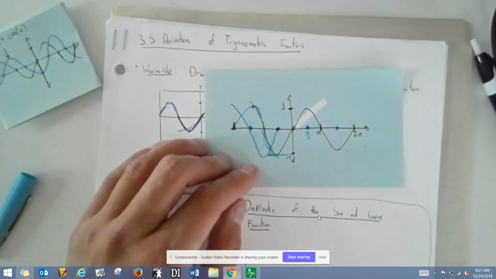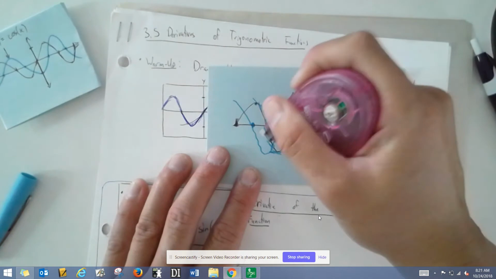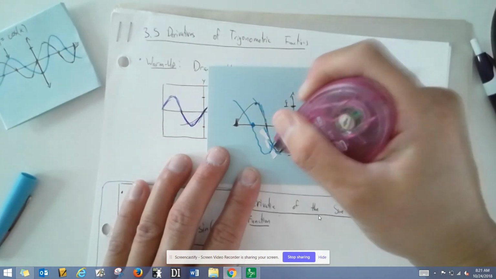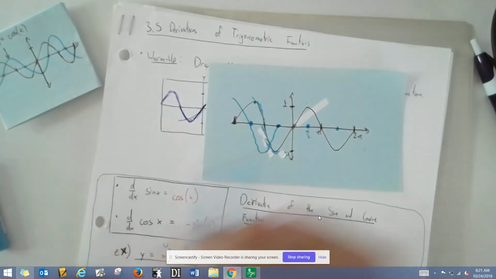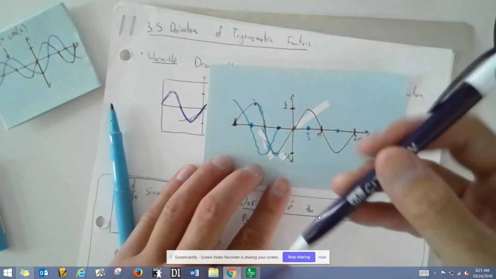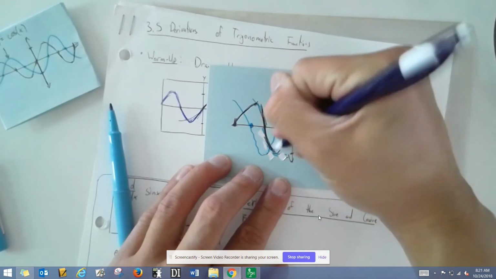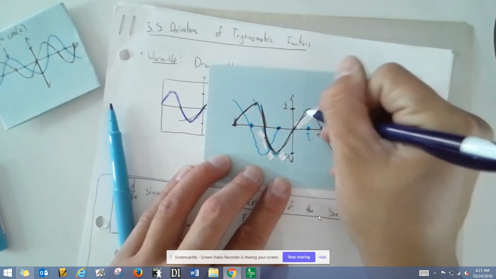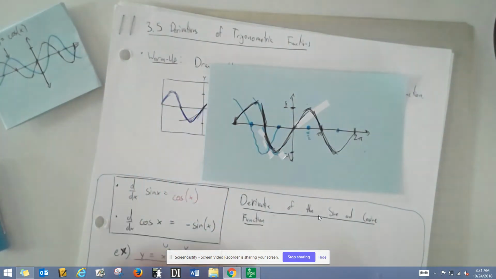Again, I know it's kind of hard. I'm going to try to white out what I just drew there, but I'm going to keep the sine graph. The sine graph's still here. Just pay attention to the sine graph. I'm just bolding it a little bit so you can see.